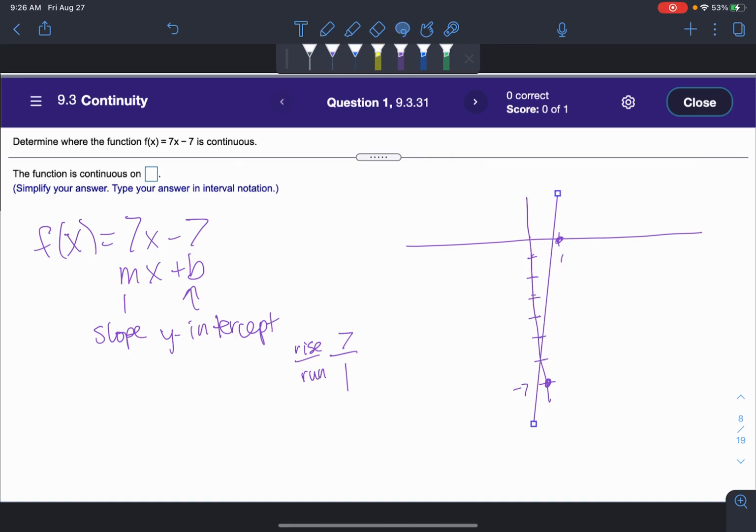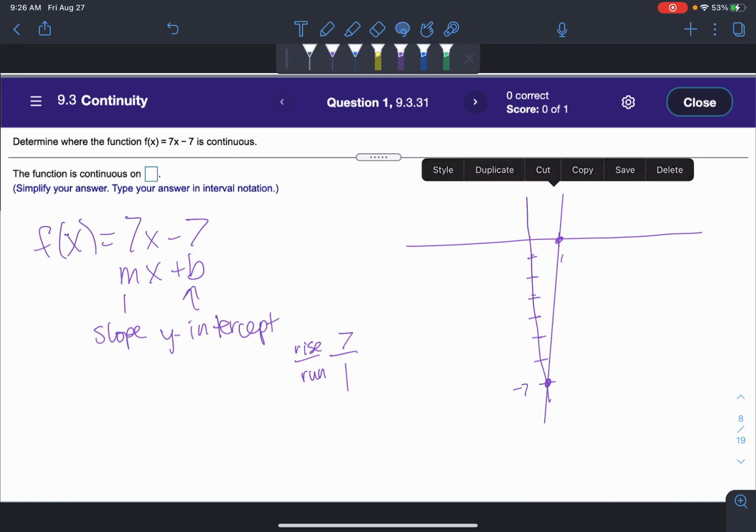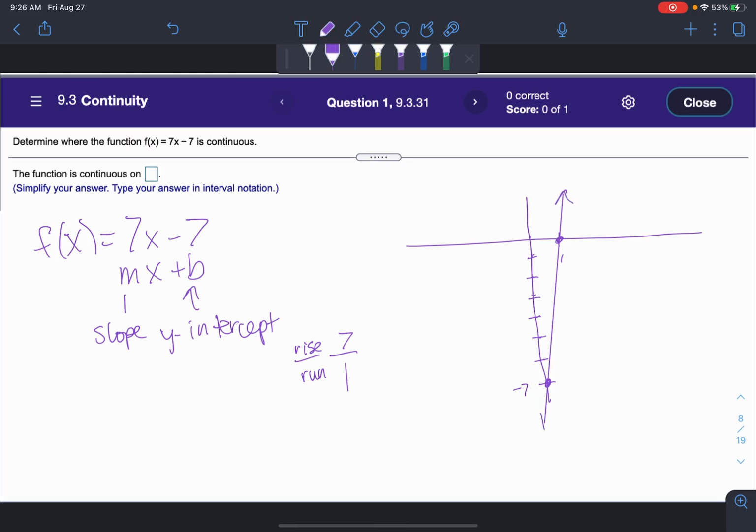More or less. All right, so it's the function of a line, so it's always continuous, right? I can always put in any number and get a number out. And so that's why it's negative infinity to positive infinity, which means just any number I can throw in there. It's also a form of a polynomial, so polynomials are always continuous by definition.